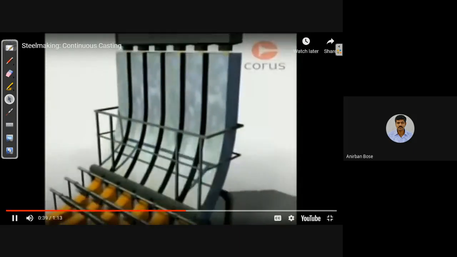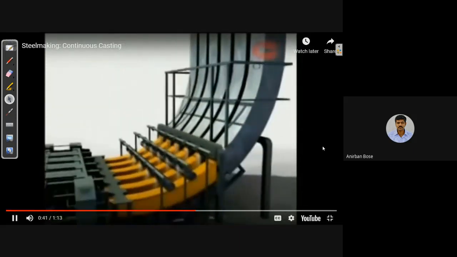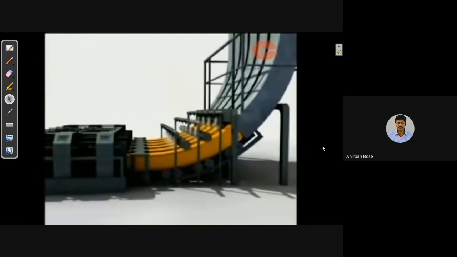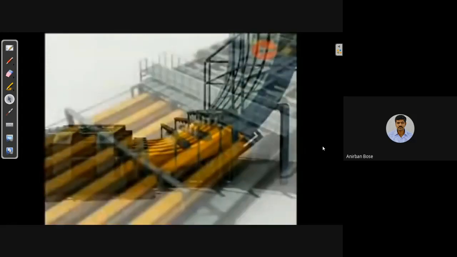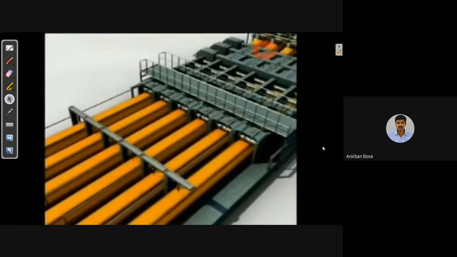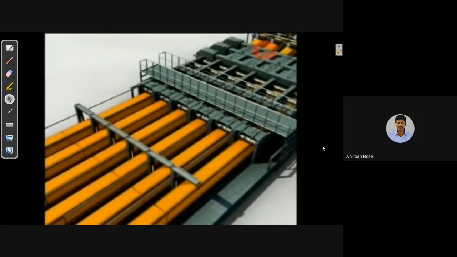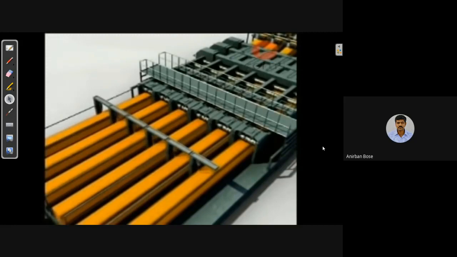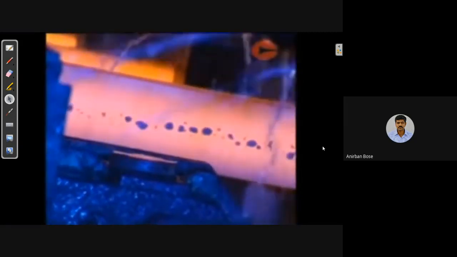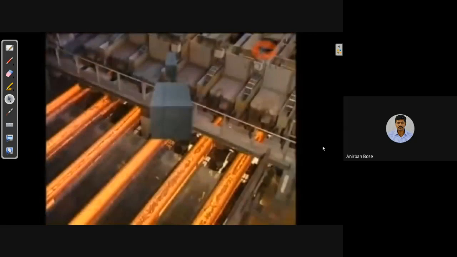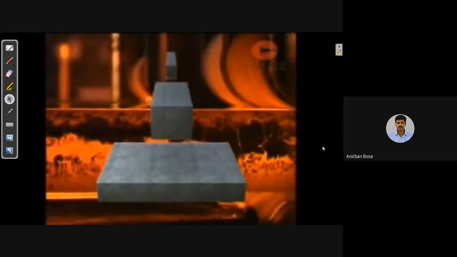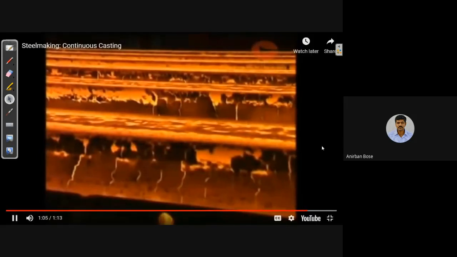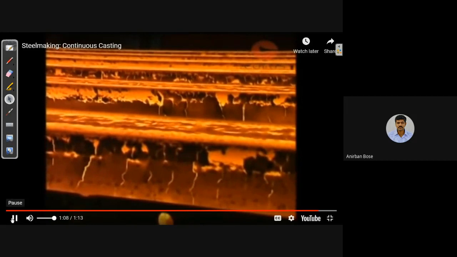Drawn from the bottom of the mold through a curved arrangement of support rolls and water sprays, it emerges horizontally in the form of a solid steel strand. At this point, it is cut to length using automatic gas burners. Depending on their size, these solid shapes are called billets, blooms, or slabs, and are now ready for shaping into finished products. So this is the continuous casting process.